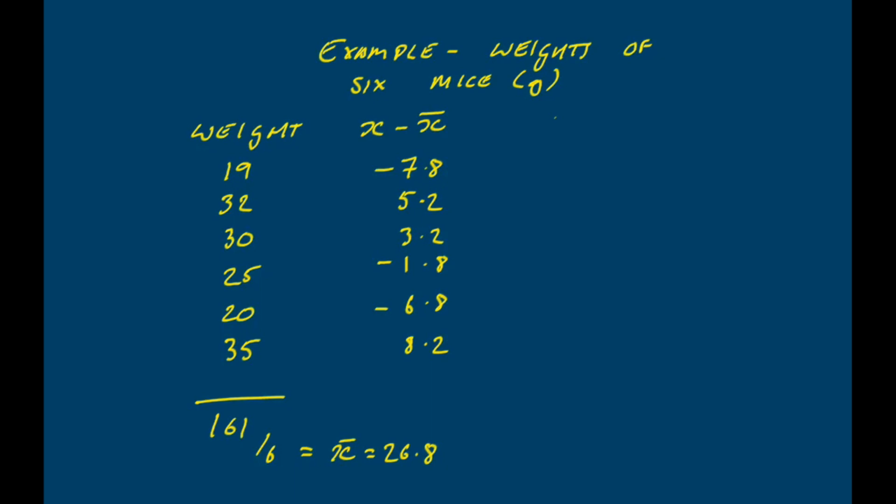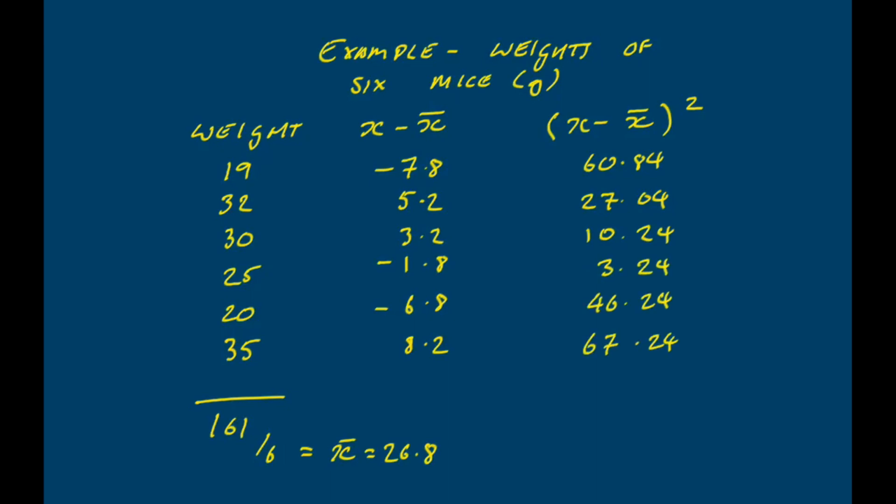What we need to do is find a measure which doesn't add up to 0. So one way we can do this is we can take the square of each of these deviations from the mean. And we would write this down as x minus x bar squared. So when you square a number, it doesn't matter if it's negative or positive, the resulting value is always positive. So minus 7.8 squared is 60.84. 5.2 squared is 27.04. And we can continue doing this for all of the values in our data set. And then we can add these squared values together, and that gives us a value of 214.84.